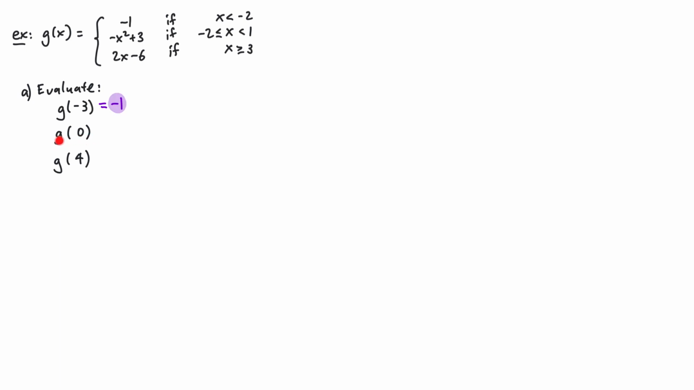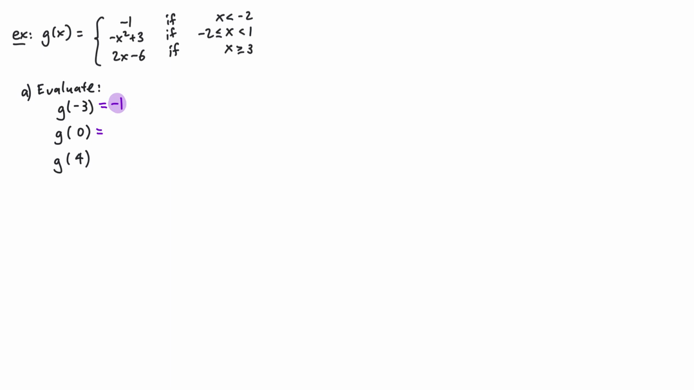For g of 0, we're looking to find the output of our function when the input is 0. So once again, ask yourself, is 0 in the first piece, second piece, or the third piece? Since 0 is between -2 and 1, it's in the second piece, which means to get the output, we would use the formula -x² plus 3.